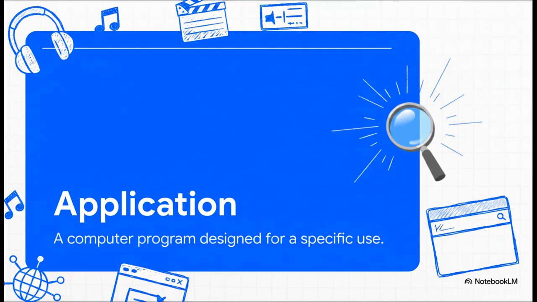And running on top of that OS are our applications. Each app is really just a program built to do a specific job. So if you're listening to music or editing a photo or browsing the web, you're directly using an application. And that application is relying on the OS to talk to all the hardware for it.